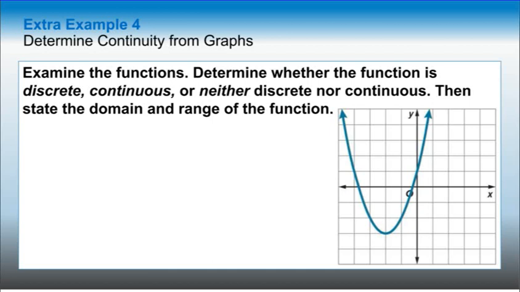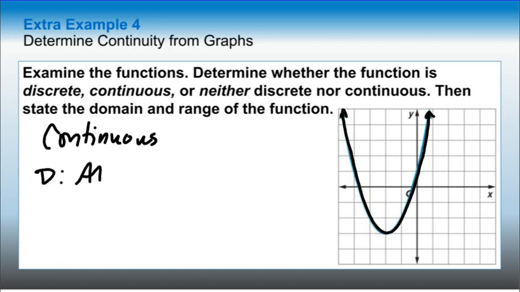Next, examine this function, determine whether the function is discrete, continuous, or neither, and then state the domain and range. You can see this is one continuous flow without any jumps or gaps. So we would say this is continuous. This is a parabola shape, so the domain is all real. And the range has a low point, and the low point is at -3. So it goes y is greater than or equal to -3.